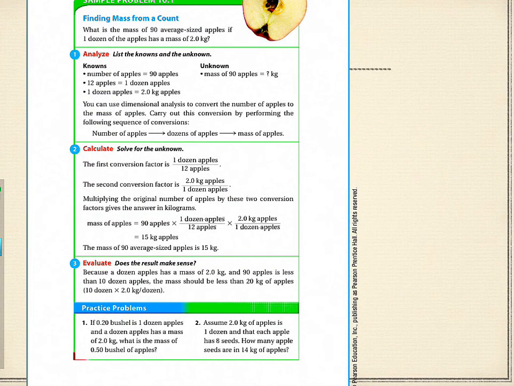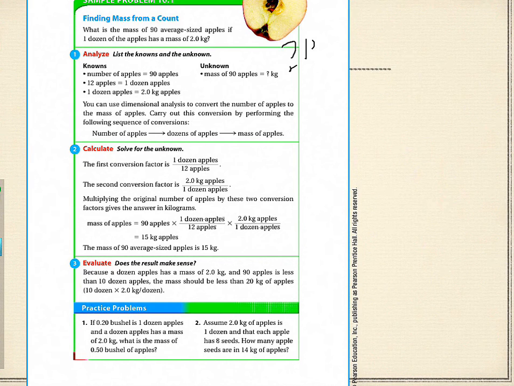So let's take a look at this example. It says, what's the mass of 90 average-sized apples if 1 dozen of the apples has a mass of 2 kilograms? Now, you're going to notice that this goes back to what we talked about way back, I think Chapter 3: dimensional analysis, which I call the factor label method. You need to get used to doing that again, because we're going to do a lot of that. The first thing I always do is put down what I am trying to find, with a question mark. In this case, I'm trying to find the mass.